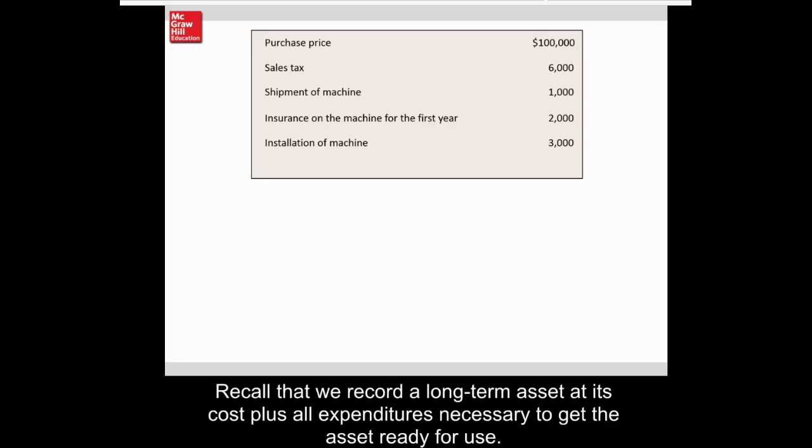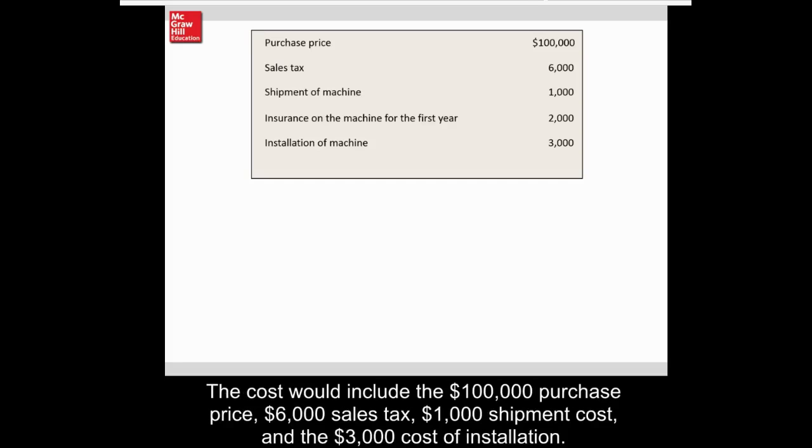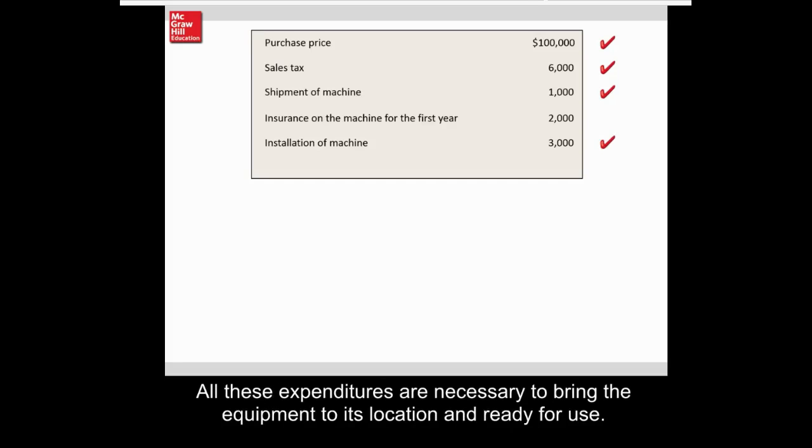Recall that we record a long-term asset at its cost plus all expenditures necessary to get the asset ready for use. The cost would include the $100,000 purchase price, $6,000 sales tax, $1,000 shipment cost, and the $3,000 cost of installation. All these expenditures are necessary to bring the equipment to its location and ready for use.